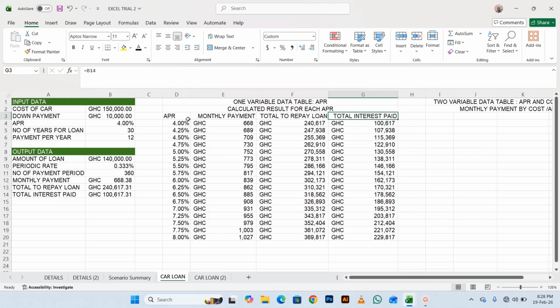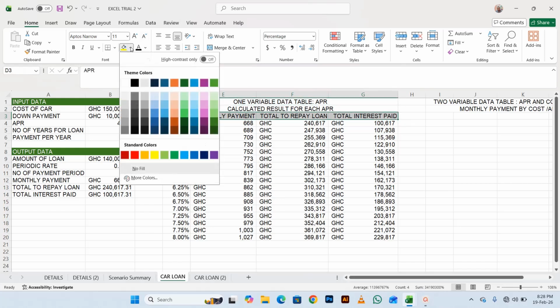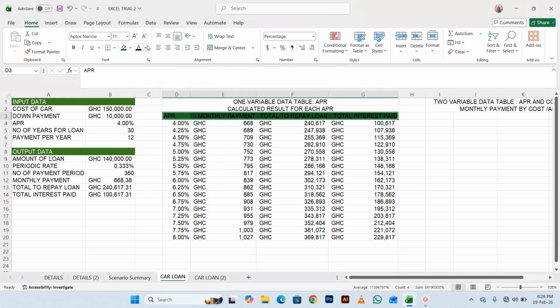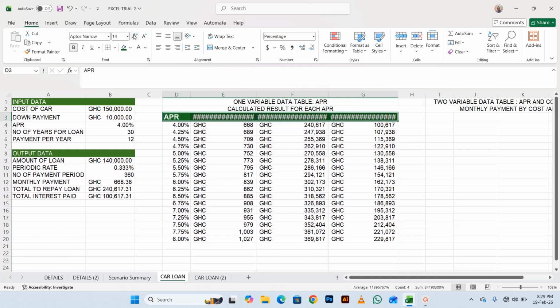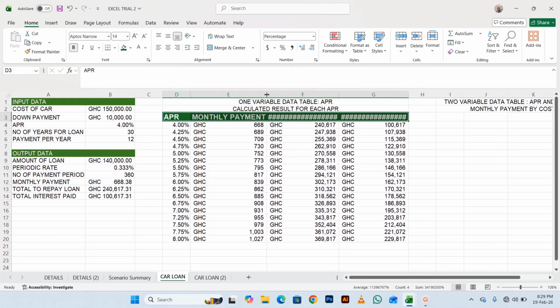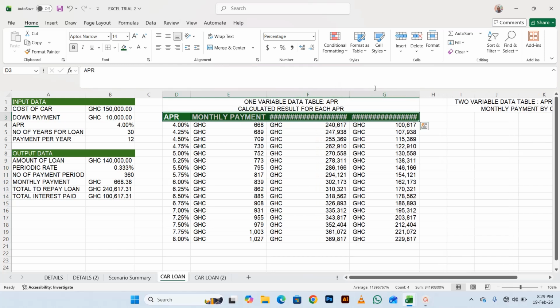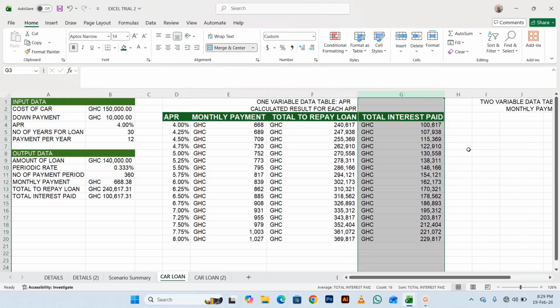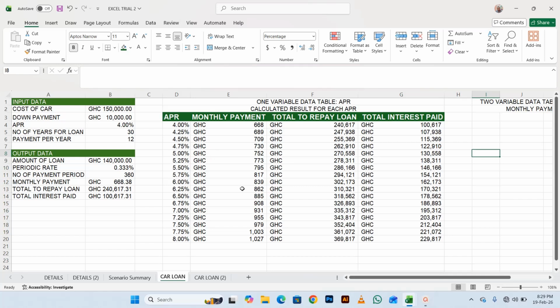So you can now do your design. Just make this one, let's say yellow. No, yellow is somewhere, so let's make it deep green, and the color white. Then you bold it, increase it a bit, then you stretch this one. You can just double click them and open them up. So this is the one variable table. Try your hands on this over and over again. Get used to this. In the next session, we will look at the two variable and then the goal seek.